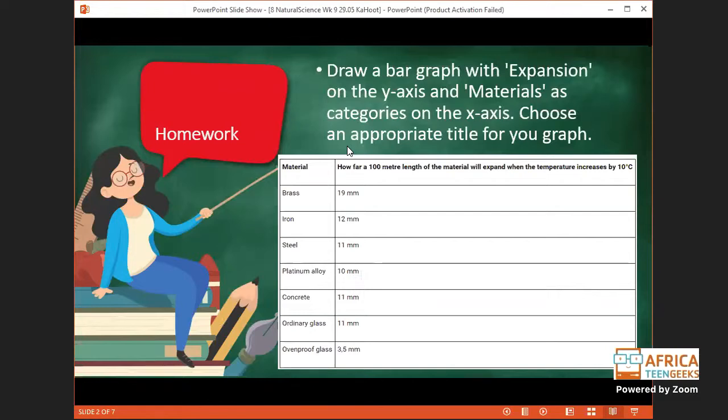Okay, so guys, just before we start with the Kahoot, we're just going to mark yesterday's homework, right? Good morning, Tandla. Yesterday I gave you homework to draw a bar graph with expansion on the y-axis and materials as categories on the x-axis. You also had to choose an appropriate title for your graph. Good morning, Zamagushe. I'm just going to show you what I drew and the title I have for my graph, and then you can mark your work.